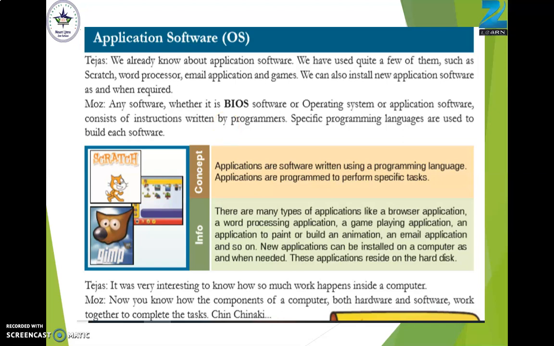Applications are software written using a programming language. Applications are programmed to perform specific tasks. There are many types of applications like a browser application, a word application, a game playing application, an application to paint or build an animation, an email application, and so on. New applications can be installed on a computer as and when needed. These applications reside on the hard disk.